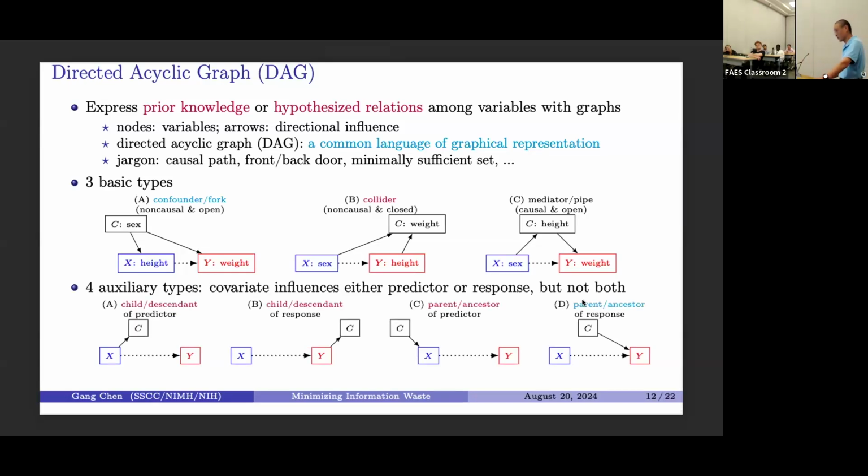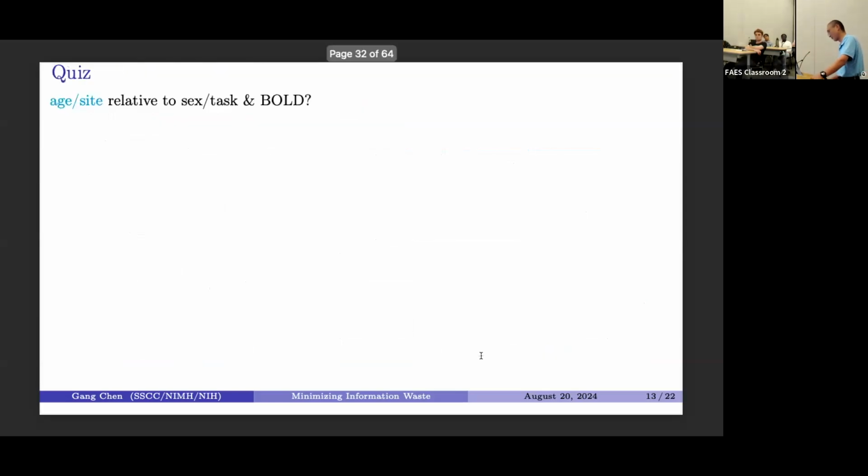So those are the basic 3 types. It's easy. But then there are 4 other scenarios like this. The covariate in question is just one. The first case is the child of the predictor. The second case is the child of the response variable. The third case is the parent of the predictor. The last case is the parent of the response variable. So there are 4 different scenarios. Only the last one is a good idea to include as a covariate. The other 3 cases we should not. We don't have time to discuss the reason.